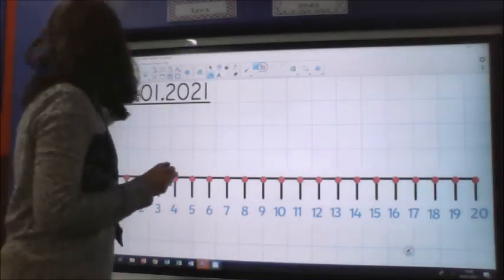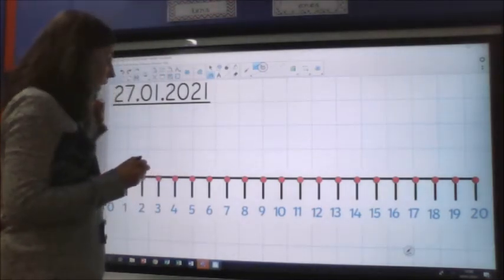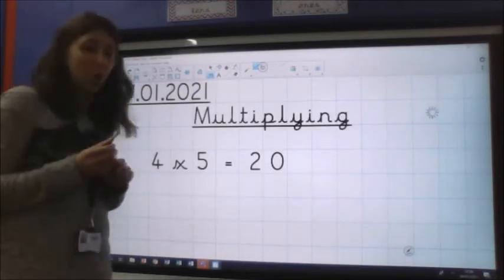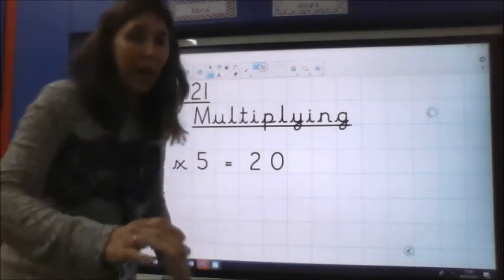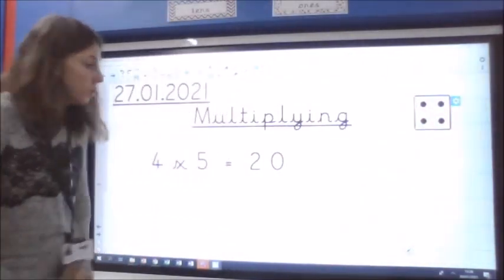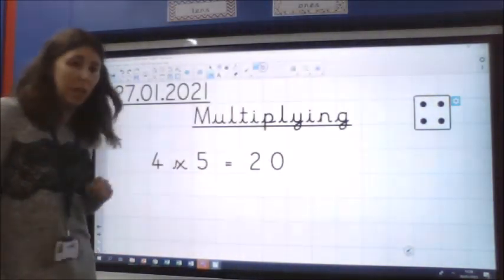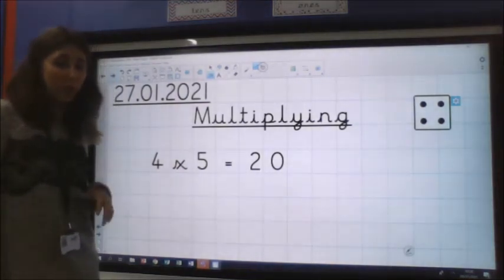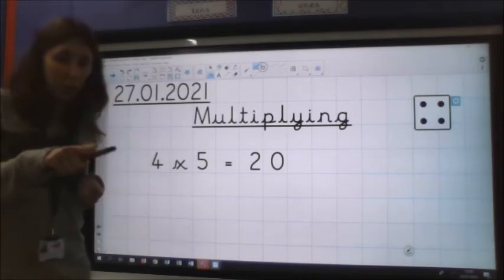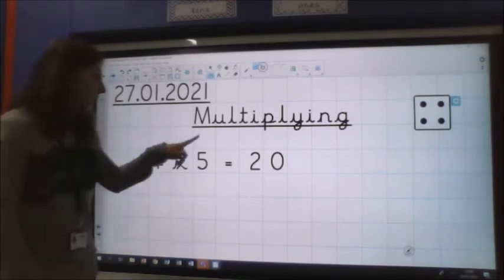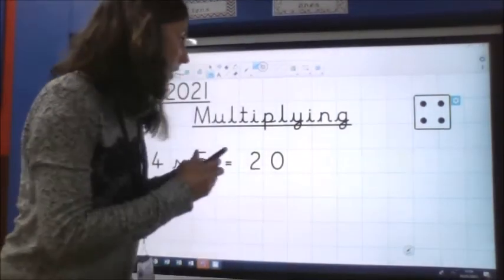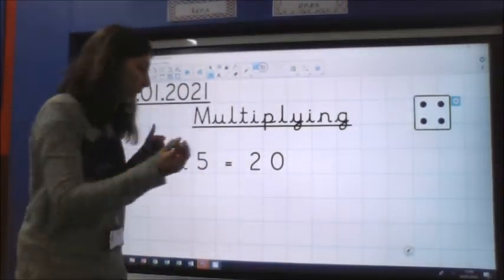Now this is the part where we'll do one last part, where we begin to think about multiplying and linking it to dividing. What I'm going to do with my same number sentences is have a go at drawing the array. I would like you to pause the video as well and draw me the array that shows 4 times 5 equals 20. I'm going to have a go.